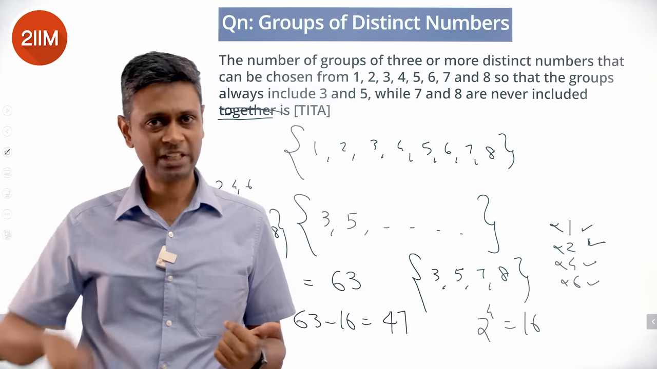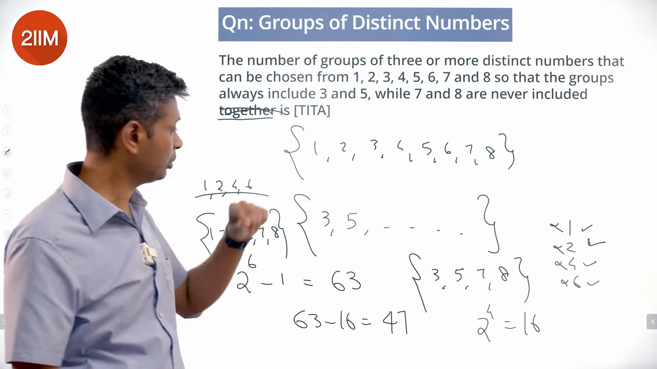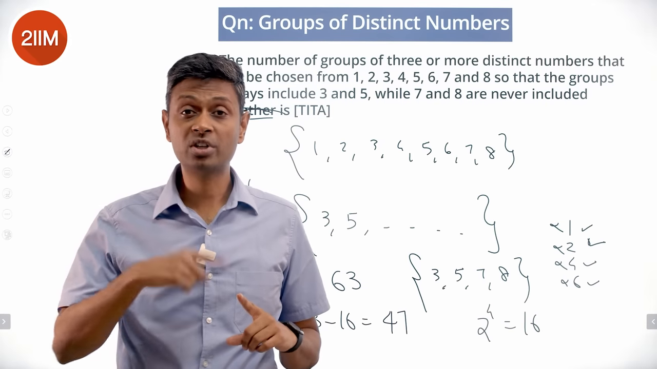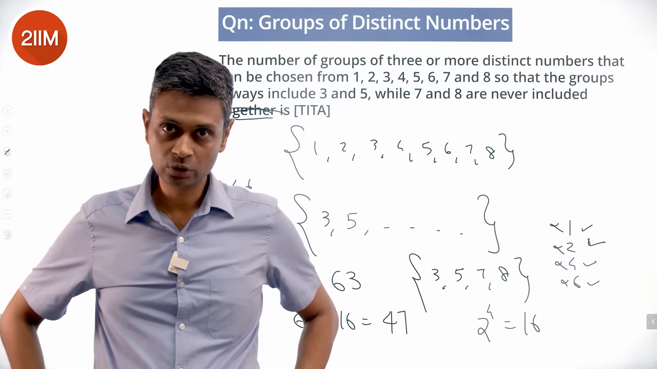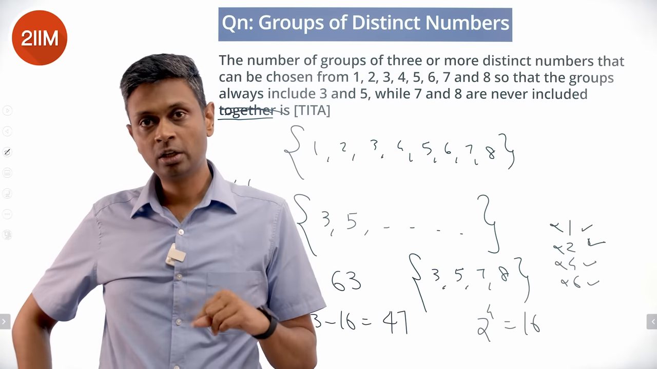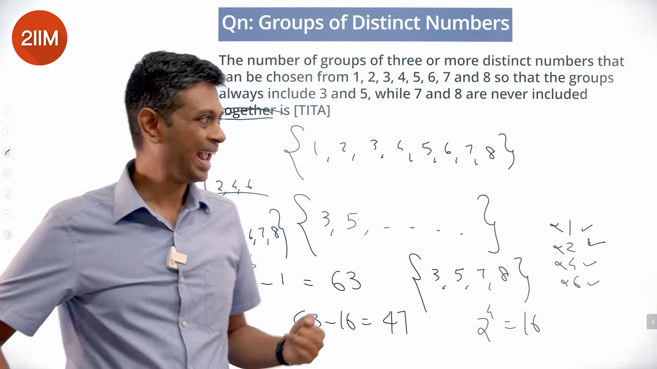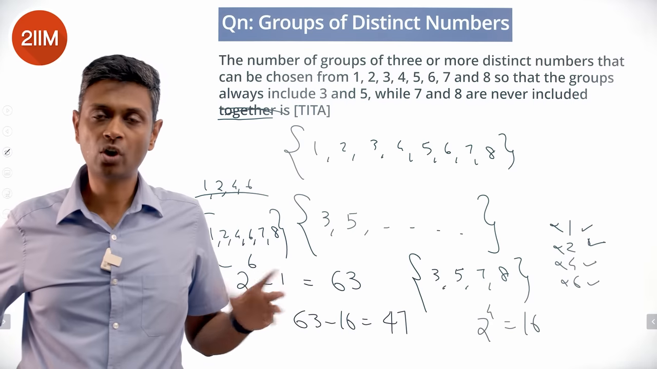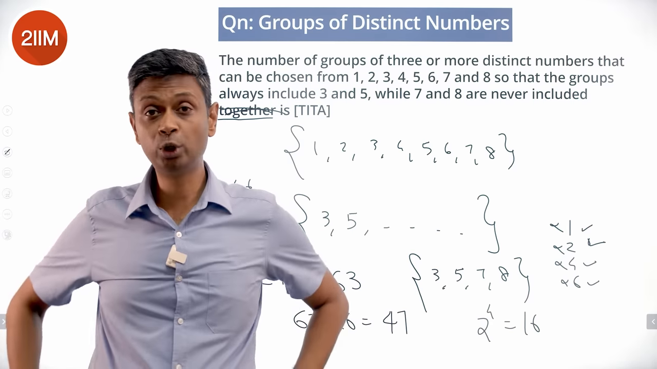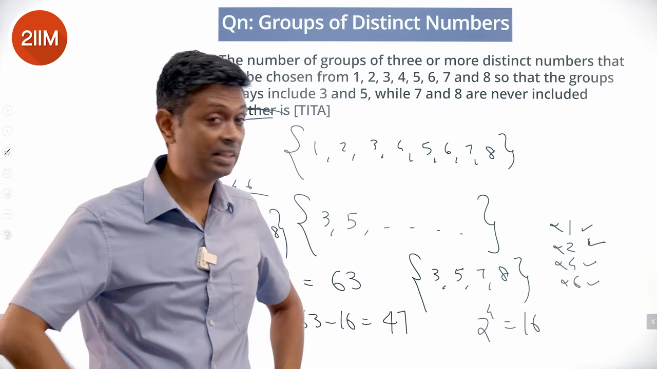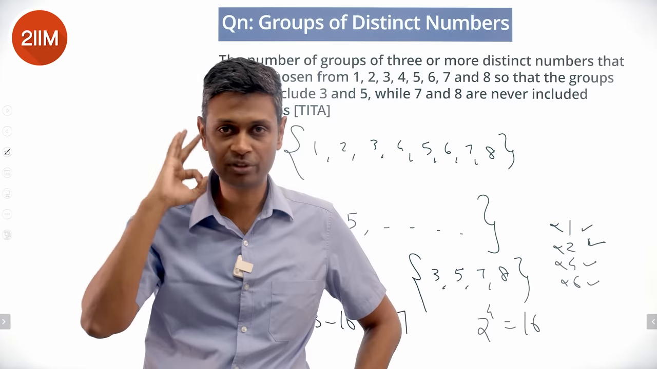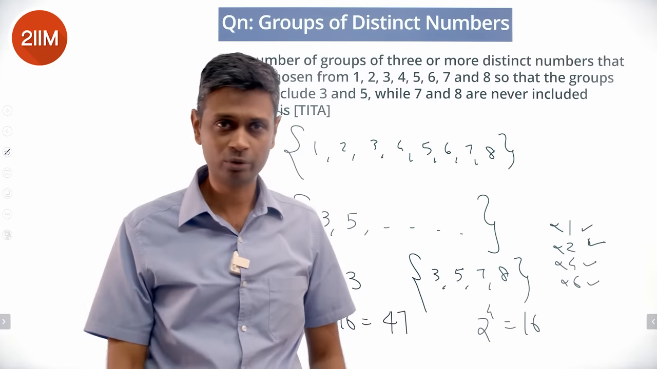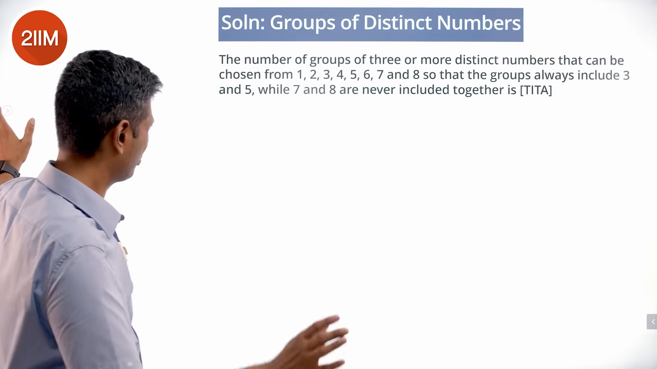both together. The other way of doing this: count everything with 1, 2, 4, 6, count everything with 7 but not 8, and then 8 but not 7. 7 but not 8, 8 but not 7, everything with 1, 2, 4, 6. In all of this, we need to keep in mind that we do not want to count any 3 element subset or any 2 element subset. At least 3 elements need to be there. That's the other way of going about it, which is also possible, it's also doable.